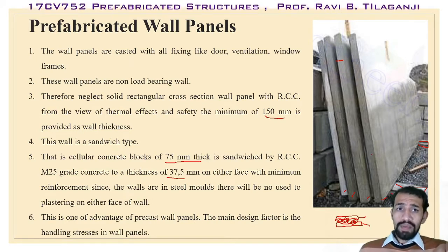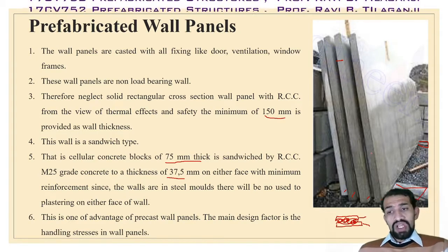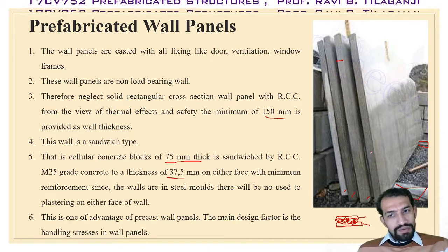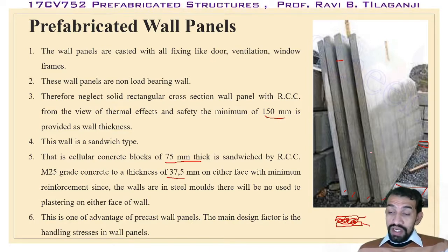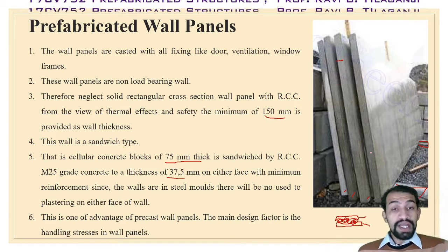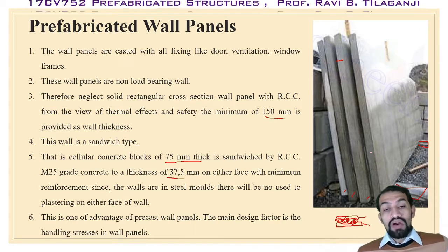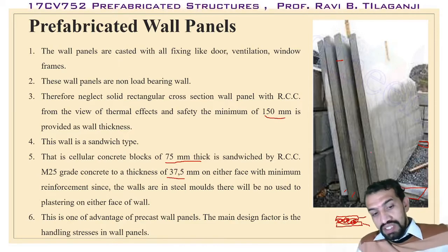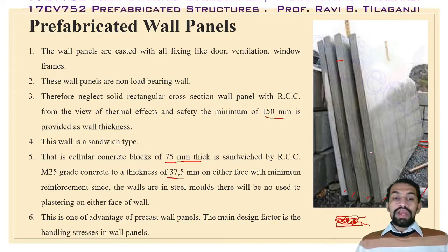The wall panels are cast with all the fixtures such as doors, ventilators, window frames. Everything has to be fixed and then cast. Till that we are not able to cast them. So this is one of the advantages of precast wall panels.